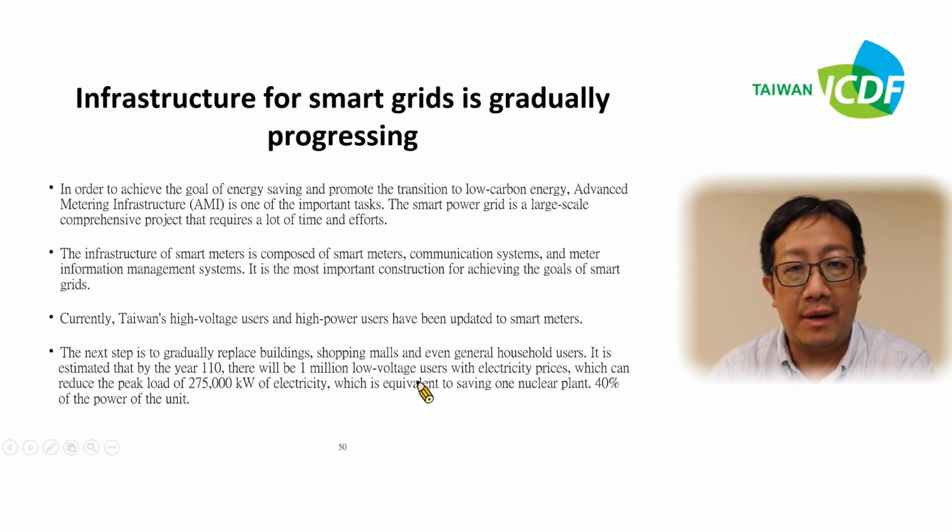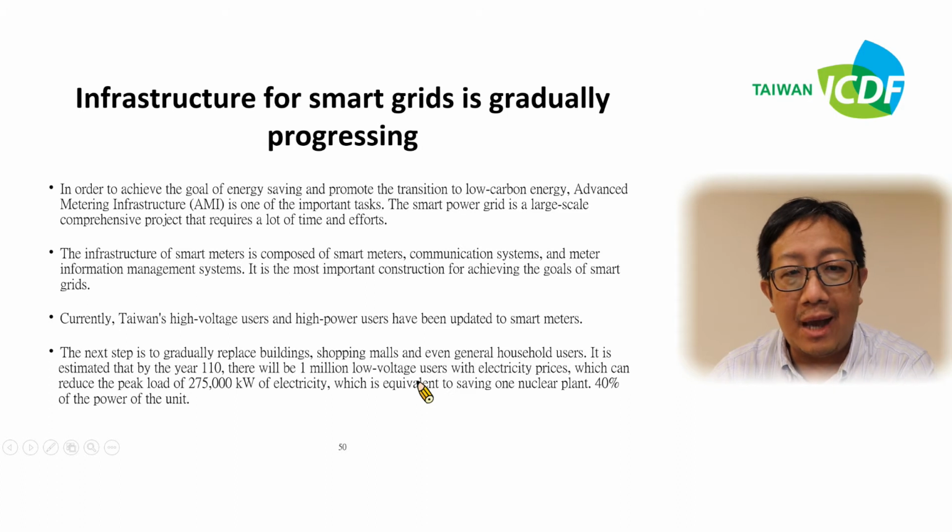The infrastructure for the smart grid is gradually progressing. In order to achieve the goal of energy saving and promote the transmission of low carbon energy, advanced metering infrastructure, the so-called AMI, is one of the important tasks. The smart grid is a large-scale comprehensive project that requires a lot of time and effort. The infrastructure of smart meters is composed of smart meters, communication systems, and the meter information management system. It is the most important construction for achieving the goals of smart grids.